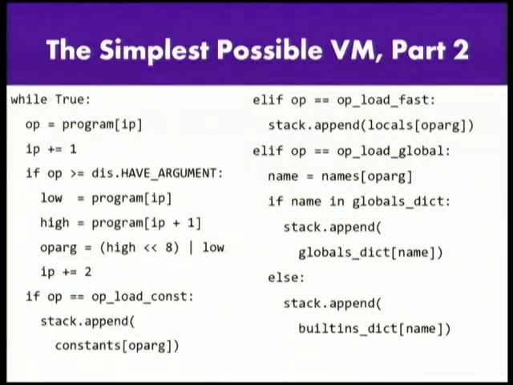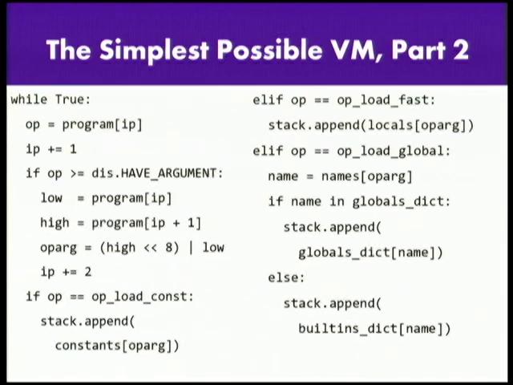While true, we're going to pull out the next operand. We're going to increment forward the instruction pointer by 1. And if this is an operand that requires an opcode, we're going to compute the op arg from it. So we're going to pull out program sub 1 and program sub 2, shift and OR them together.